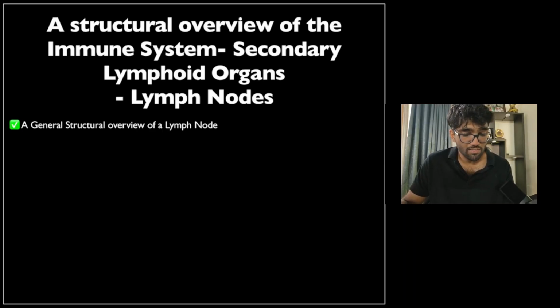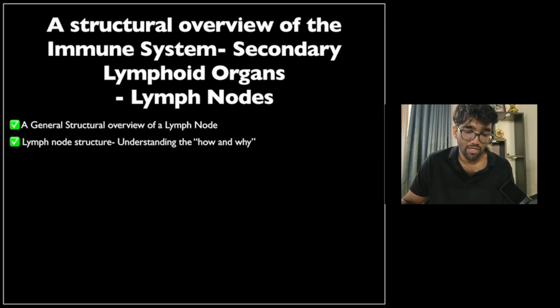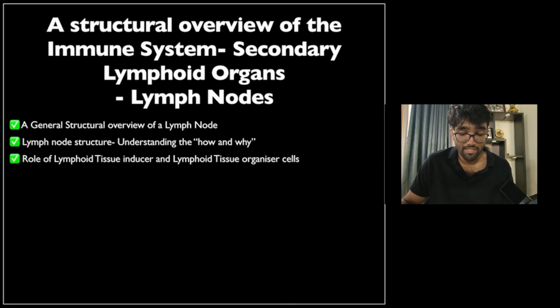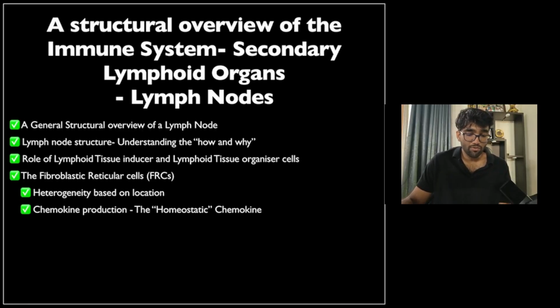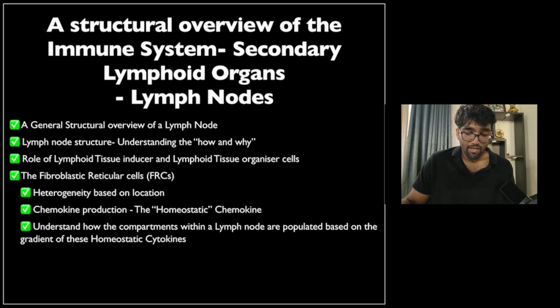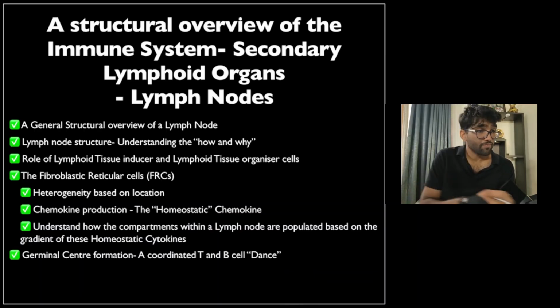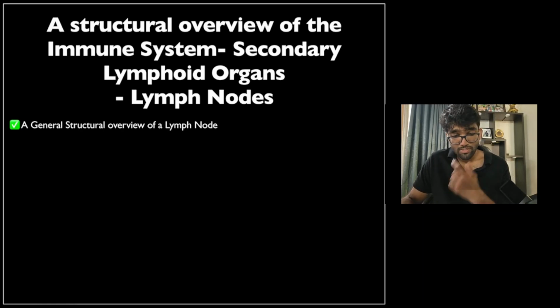So we've talked about the general structure of a lymph node. We've understood the hows and whys of how the lymph node structure is the way it is. We've talked about the role of lymphoid tissue inducer and lymphoid tissue organizer cells in the formation of a lymph node. We talked about fibroblastic reticular cells and their various subtypes and their heterogeneity based on location, the chemokines they produce, specifically the homeostatic chemokines. We've understood how the compartments within a lymph node are populated based on the gradient of these homeostatic chemokines, not cytokines.